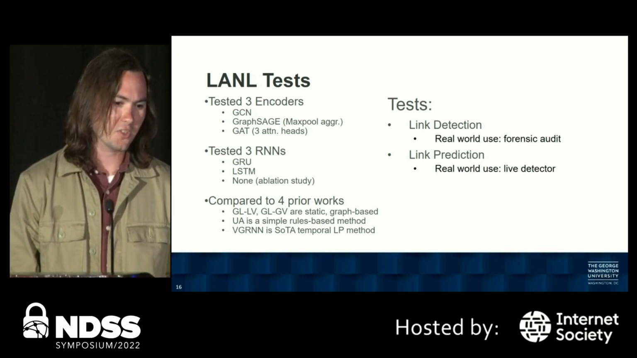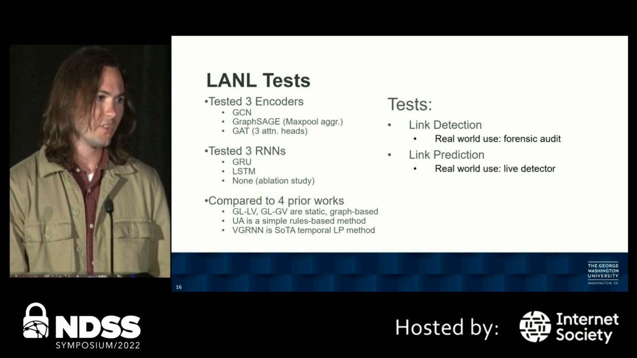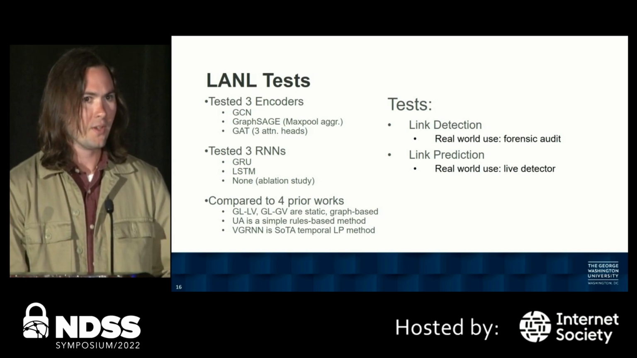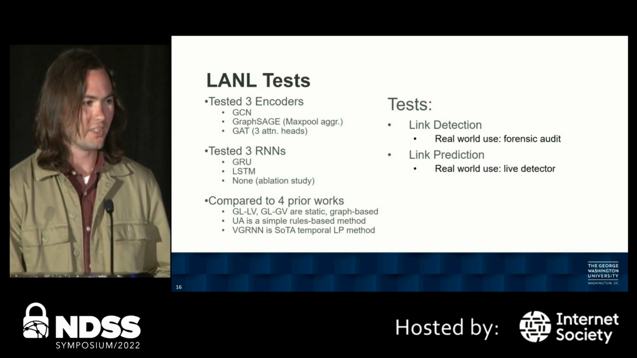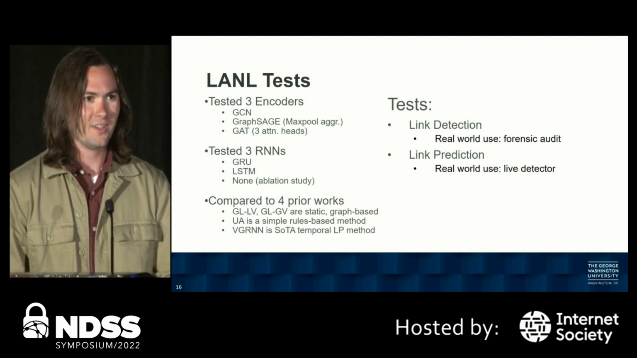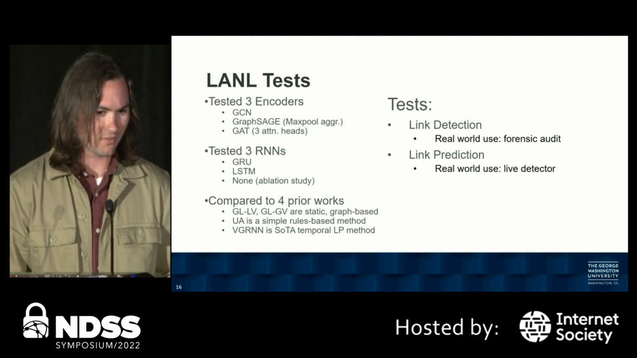And finally, we also tested VGRNN, which is the state-of-the-art link predictor. You'll notice that we're not testing evolving GCN, even though it's also state-of-the-art, and that's because in all of the tests, it is far, far too slow. It is not scalable to this size of data.